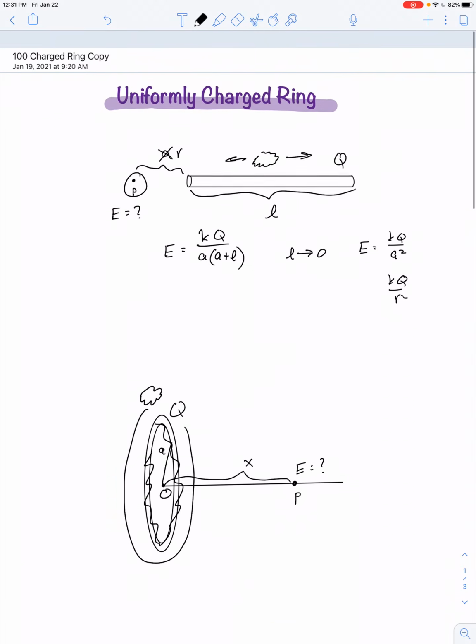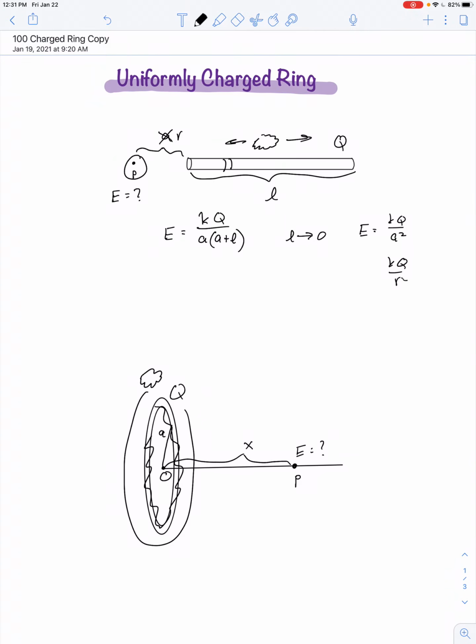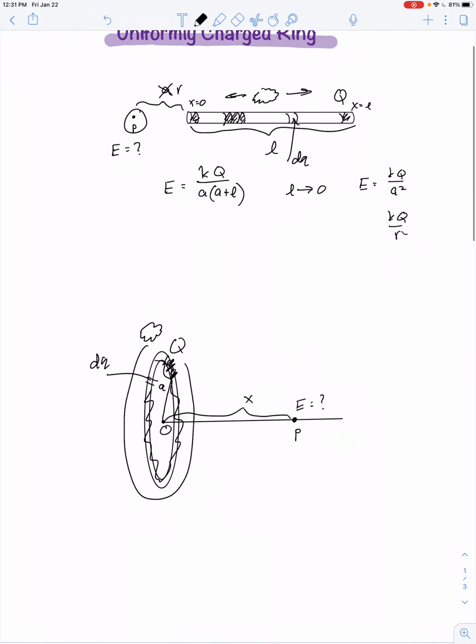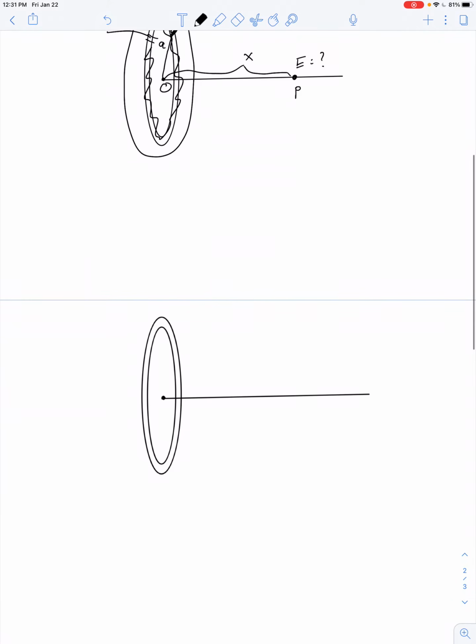So we're going to have to use the same approach that we did for the rod. Imagine breaking it up into several little pieces. The very first piece sits at x equals 0, the very last one at x equals L. Here we identify one random one we call dq. We're going to divide this ring up into a bunch of little bits. Actually, the one I want to identify is the one sitting right here at the top of the ring. So we'll call that dq.